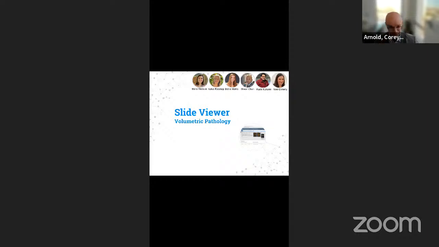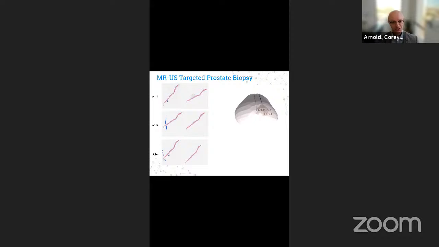Okay. One last thing. These individuals at the top are all the folks in the lab who have really helped make these projects happen. So, a slide viewer that we've been working on. This is the example of our prostate biopsy. And each of these lines represents a biopsy core that's taken. You can think of it like a cylinder.